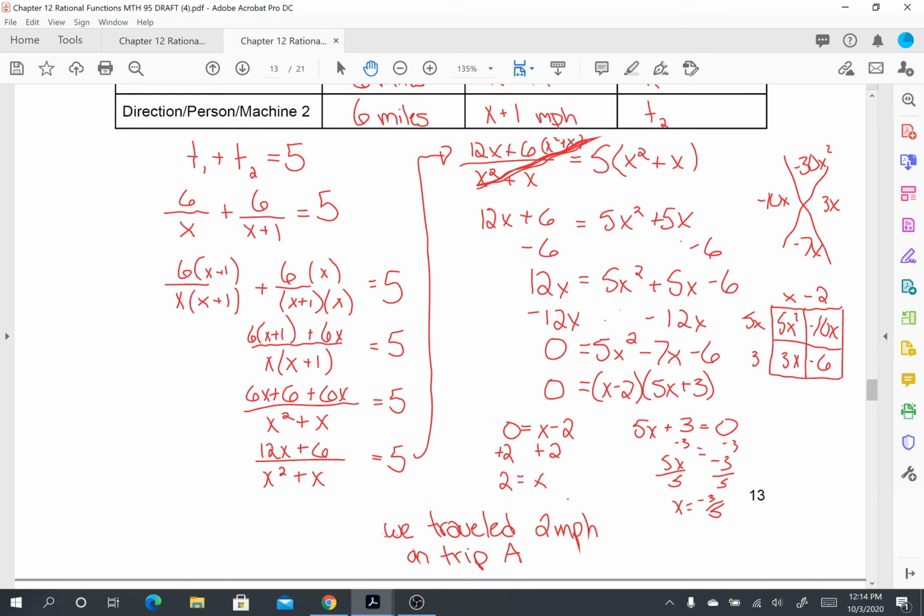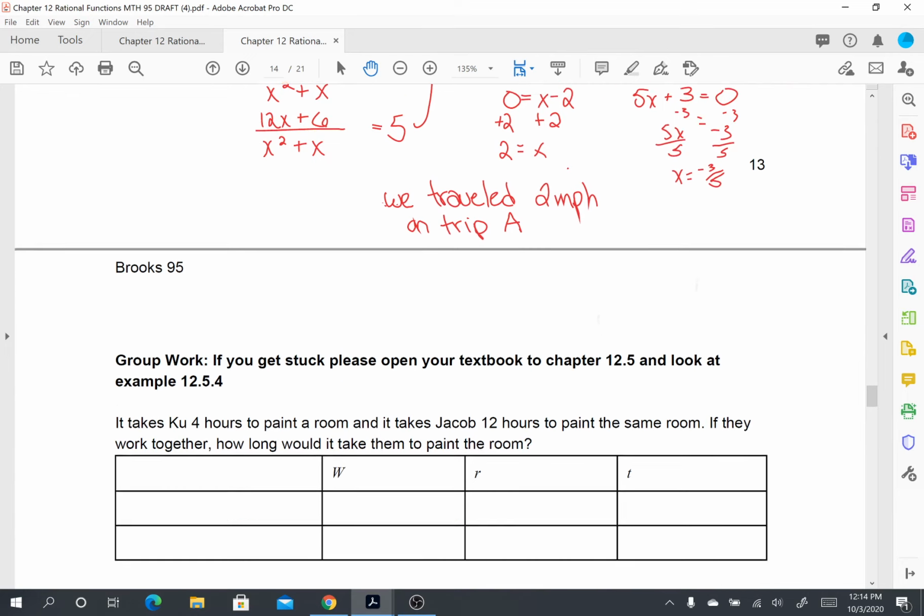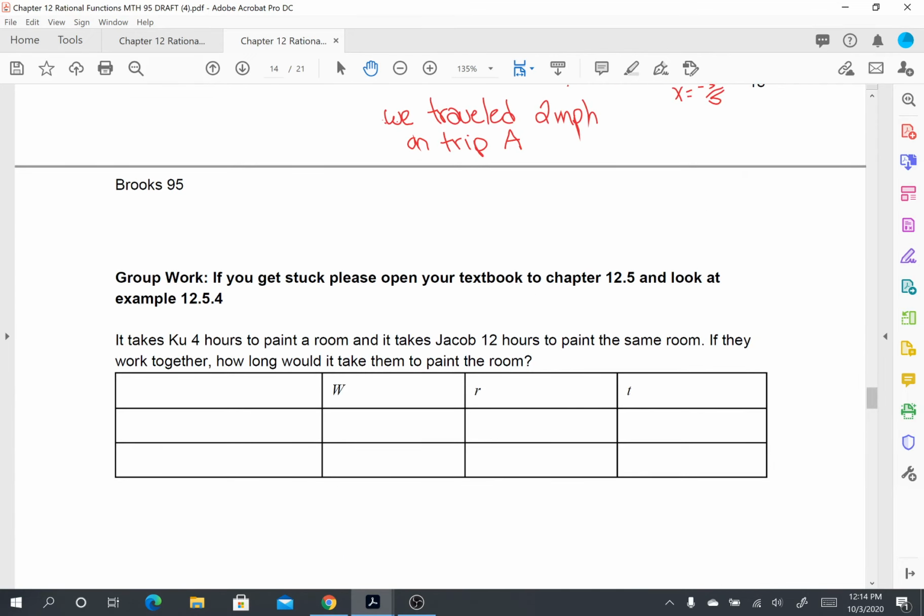You're going to do one that is a little bit easier than the one I just demonstrated using this idea. If you get stuck with your group, and this is going to be a group 4 question, I want you to open your book and check out an example that's done that's pretty similar. We're in chapter 12.5. If you look at 12.5.4, you'll see an example that might help you out. But try it first without doing that example. See if the work that I have done above helps you. All right, thanks.